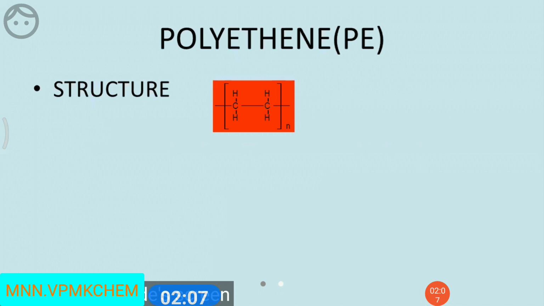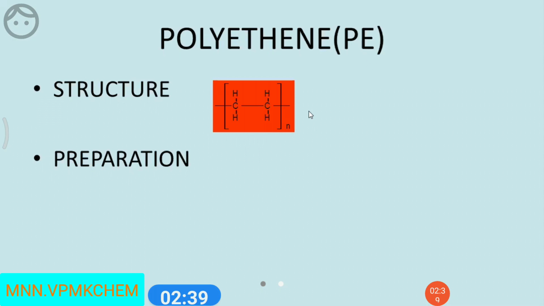The first addition polymer is polyethylene, PE in short. Structure: we can see the ethene molecule, C2H4, undergoes polymerization, and it is written like this. We have this polyethylene structure. Next is the preparation.